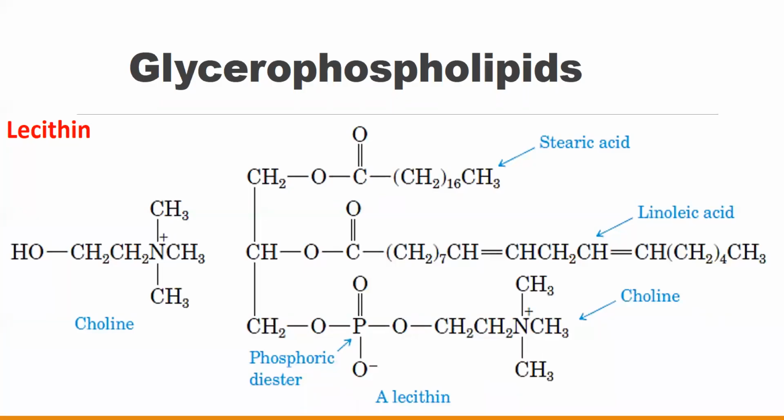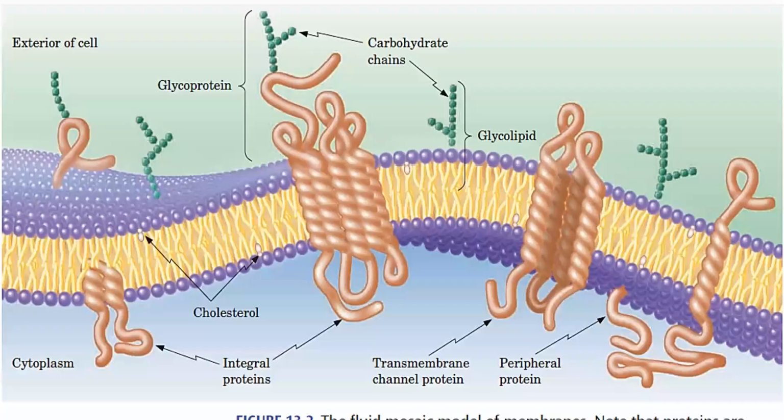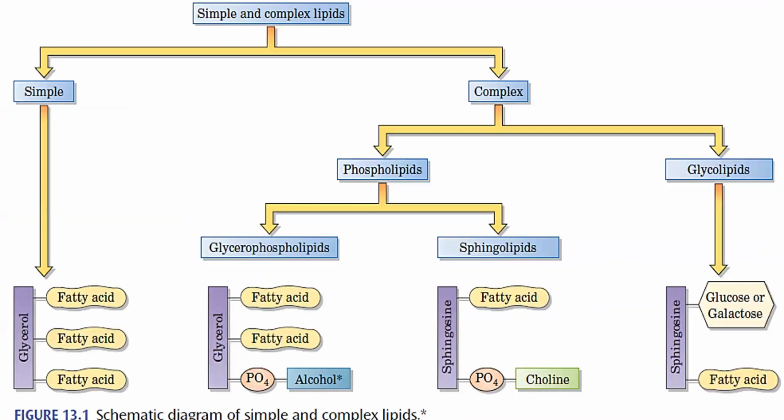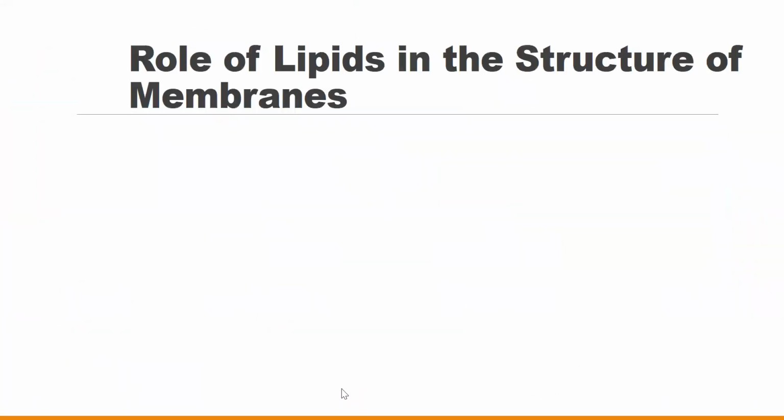So what are glycerophospholipids? Okay, sure, I should have used my slides. Anyway, one type of complex lipids is glycerophospholipids. So where do they belong? Glycerophospholipids belong to the phospholipids. Okay. So one is that you have your glycerol again, which would be the structure, and then you have your fatty acid and a phosphate and an alcohol.